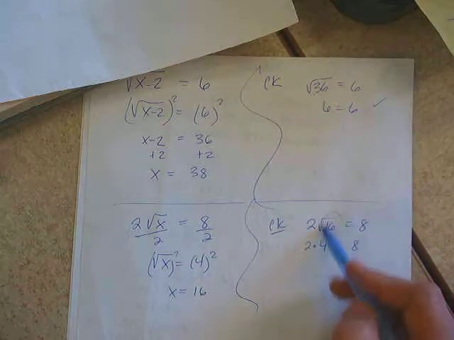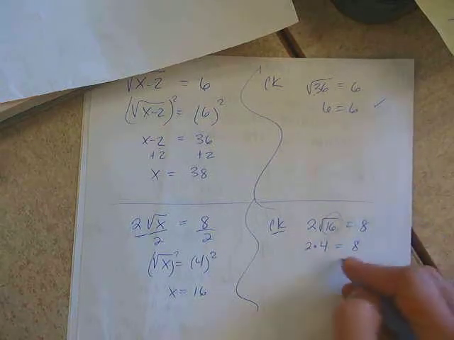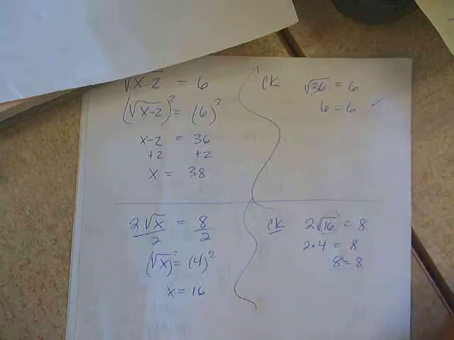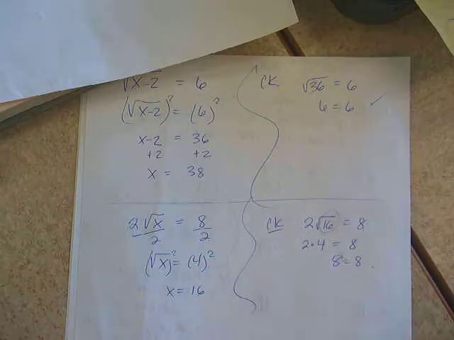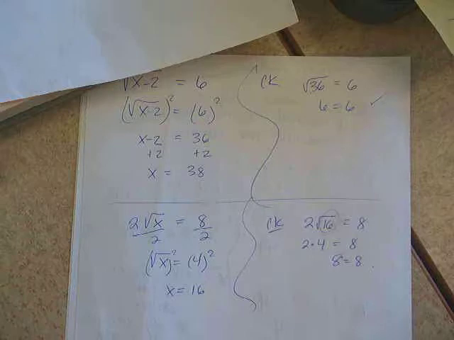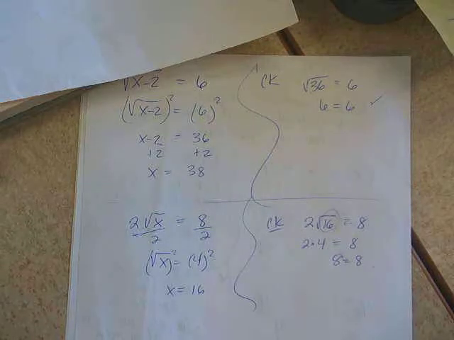To check this one, we have 2 times the square root of 16 equals 8. That would be 2 times 4, right? Square root of 16 is 4. So 8 equals 8.